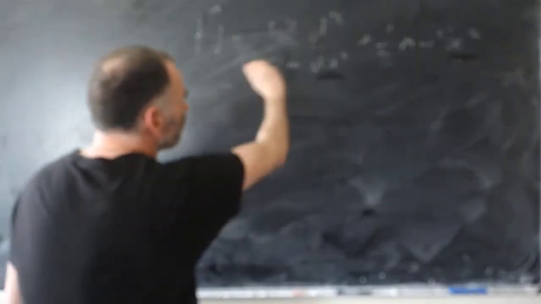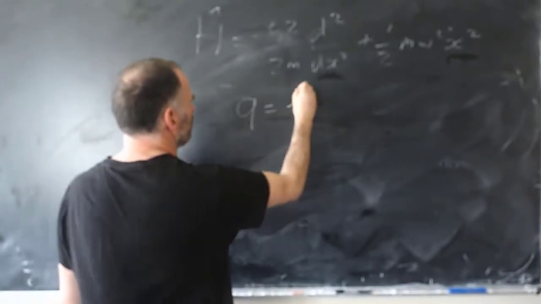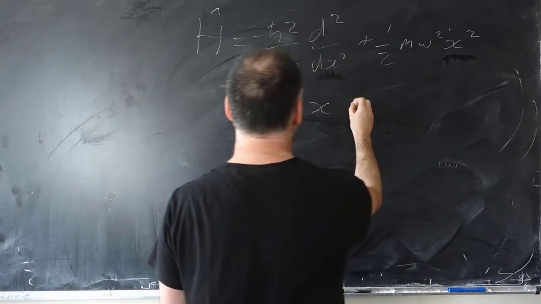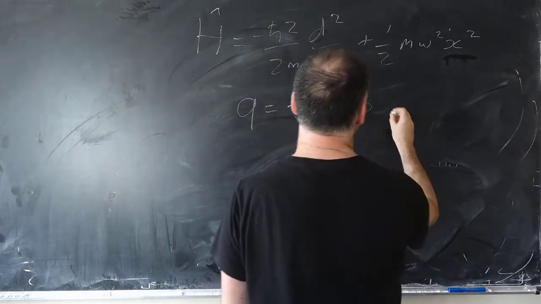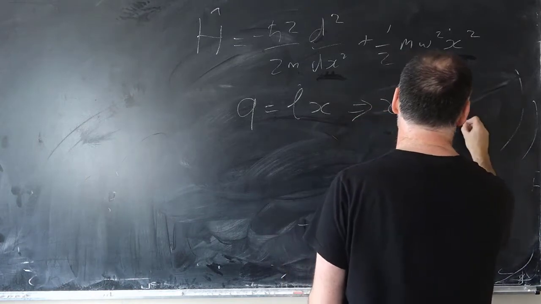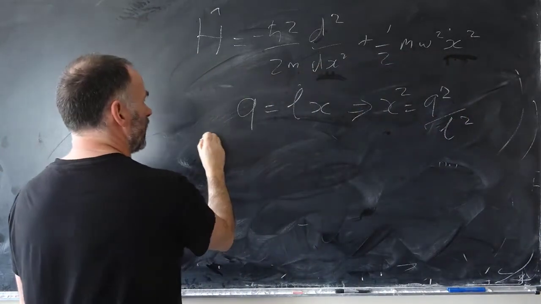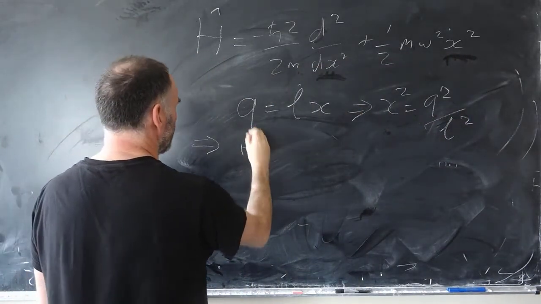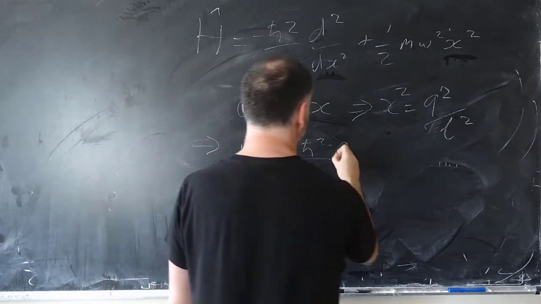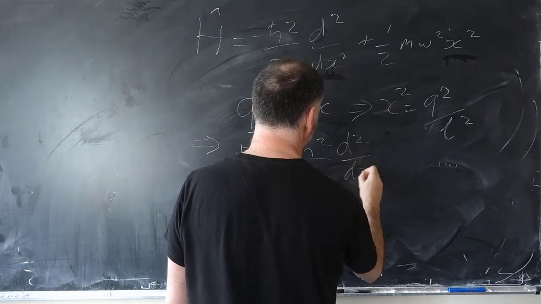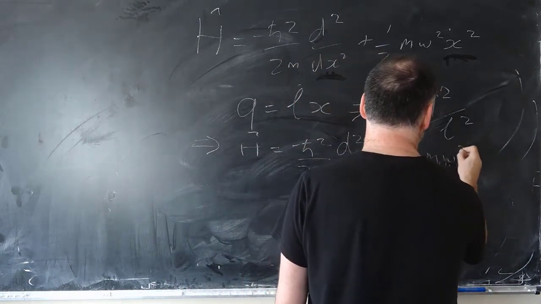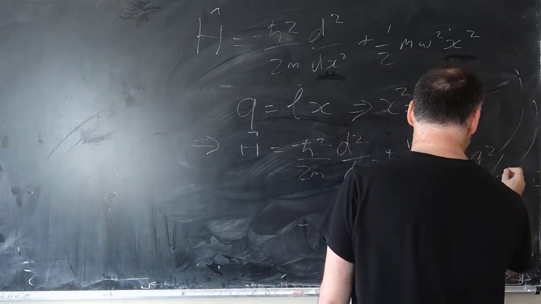So we want to recouch this in the context of this variable. This one's quite straightforward, let's do this one first. That implies x squared is equal to q squared over L squared. That implies the Hamiltonian is equal to, we'll get on and do the second derivative with respect to x in a second, half m omega squared q squared over L squared.